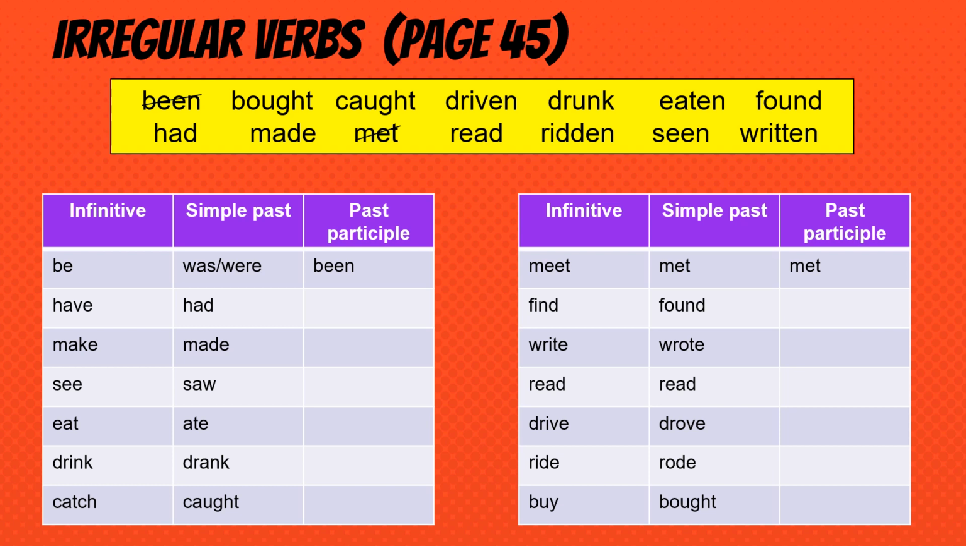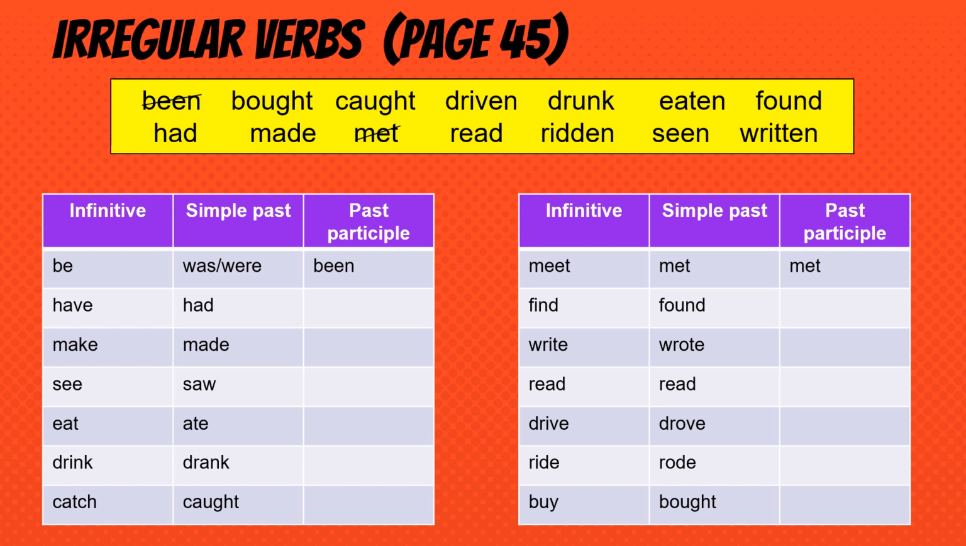Now we're going to check some irregular verbs on page 45 in your student's book. Look at these charts. We have to complete the third column with the past participle verbs. Use the words from the box. In the first column, we have the infinitive form. In the second one, the simple past. And in the third one, the past participle.